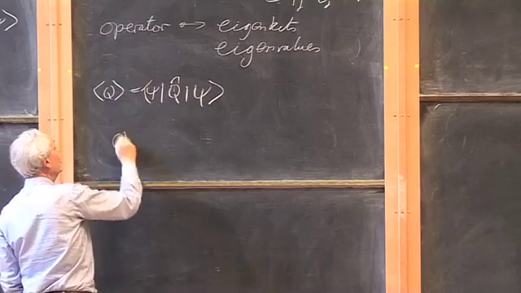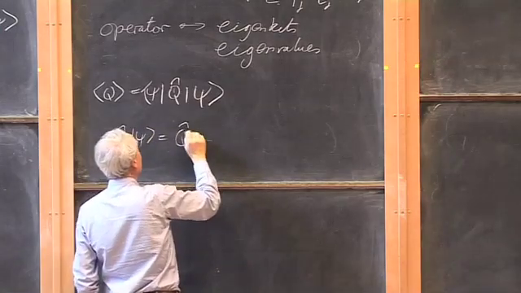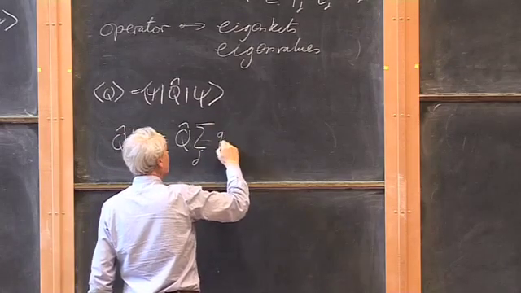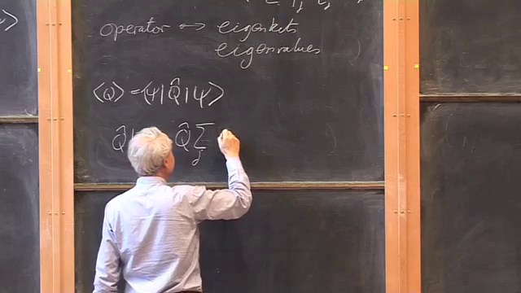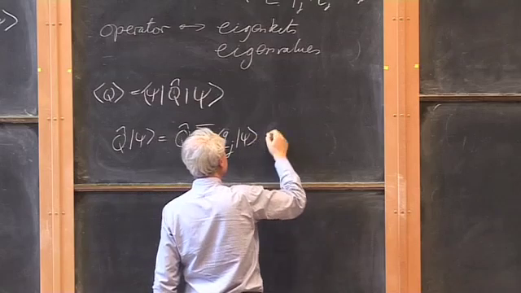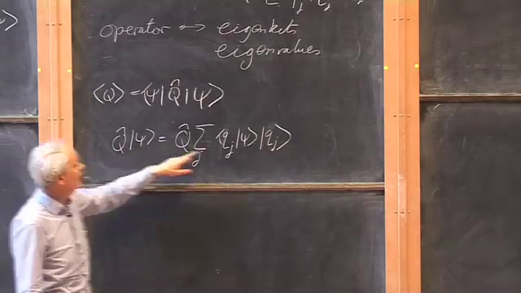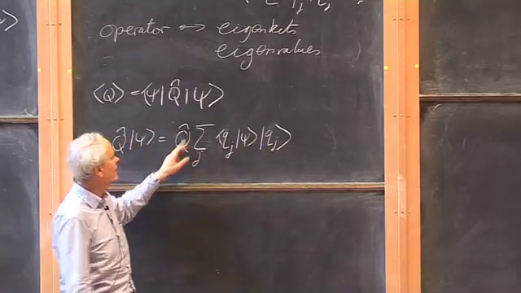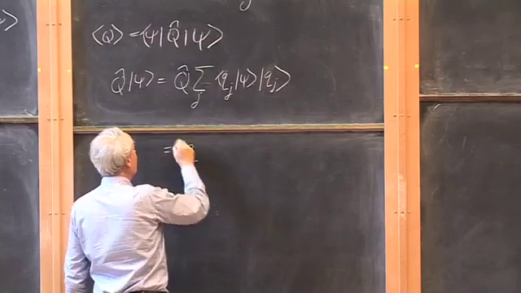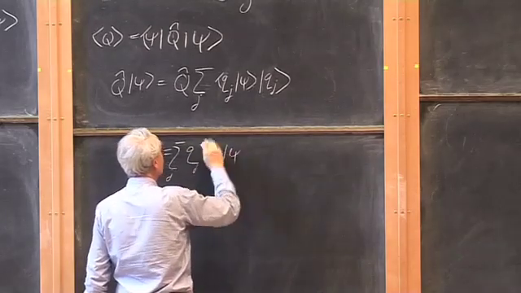the operator Q turns psi, if we expand psi in its eigenstates, right? So we know we can expand any psi in the eigenstates of this operator, and then we know how to use Q on this. So this is equal to the sum over j of Q j.